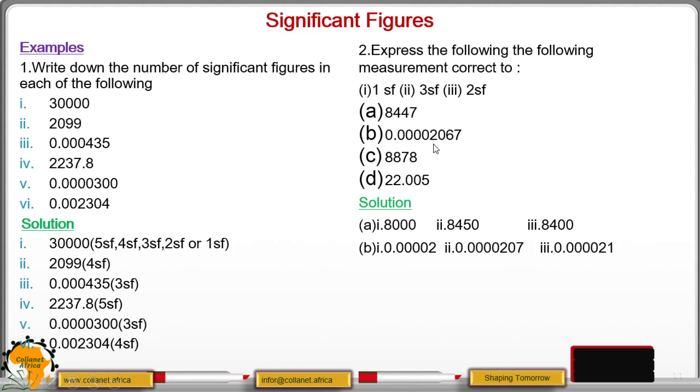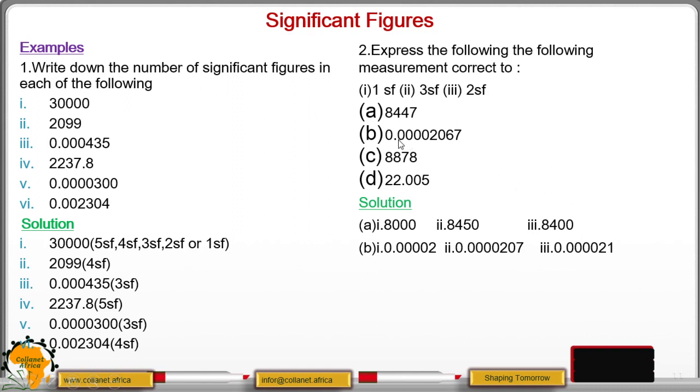Then the second one. For 1 significant figure, it implies that all these zeros are not important. You just count 2, and the other ones you just leave. So it is 0.00002. That is correct to 1 significant figure. Then you come to 3 significant figures. You count 1, 2, 3. If you look at the fourth one, it is more than 5. So when it is more than 5, you always add 1 to the previous digit, and then you just leave the other ones. So this will be 0.000207. That is correct to 3 significant figures.